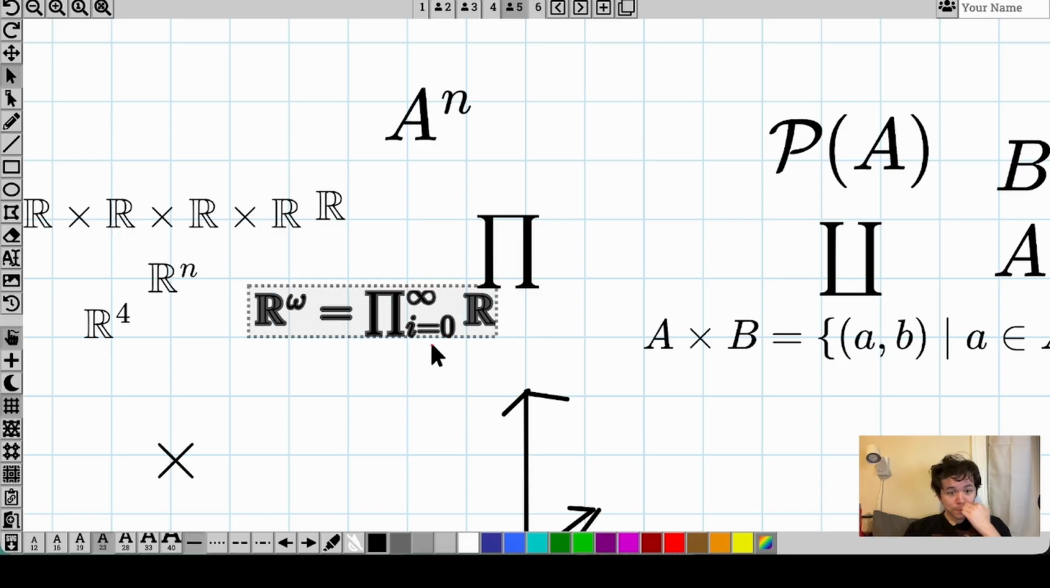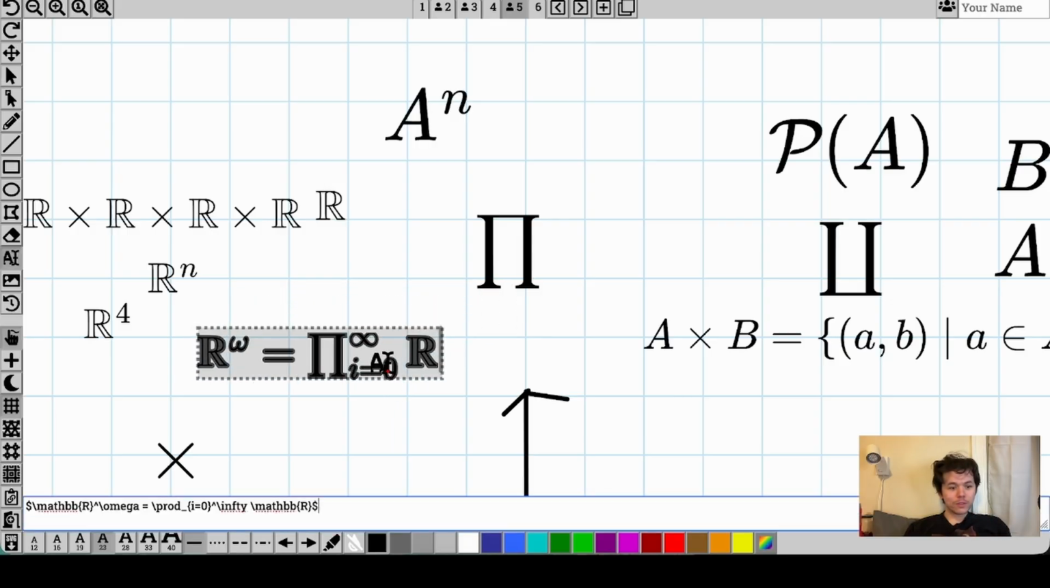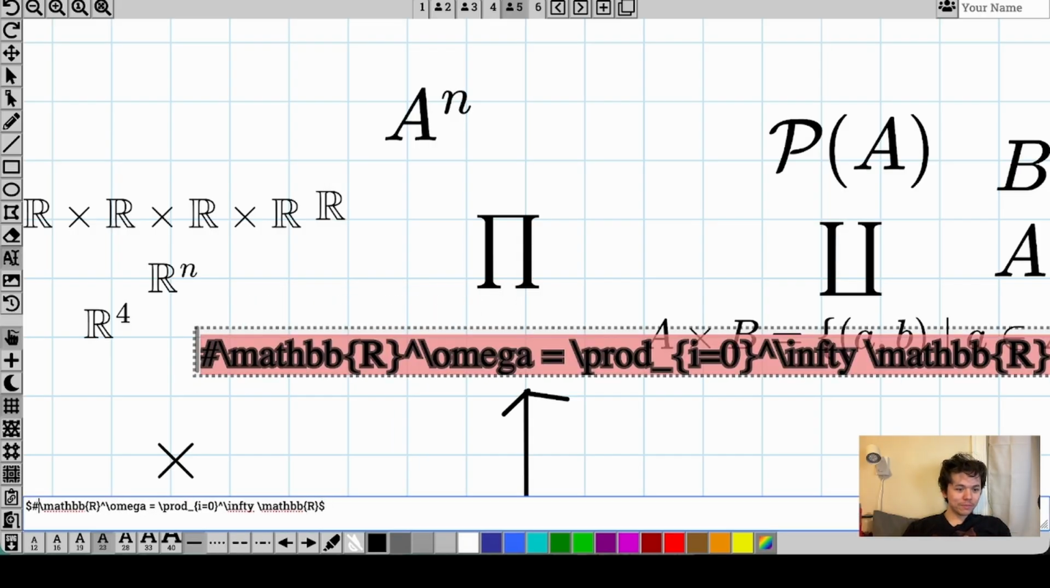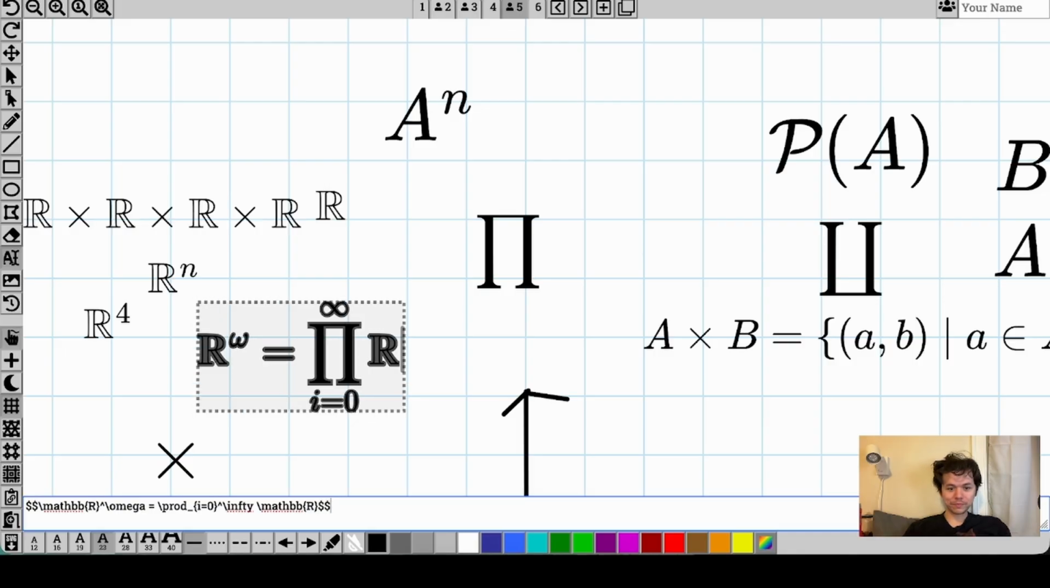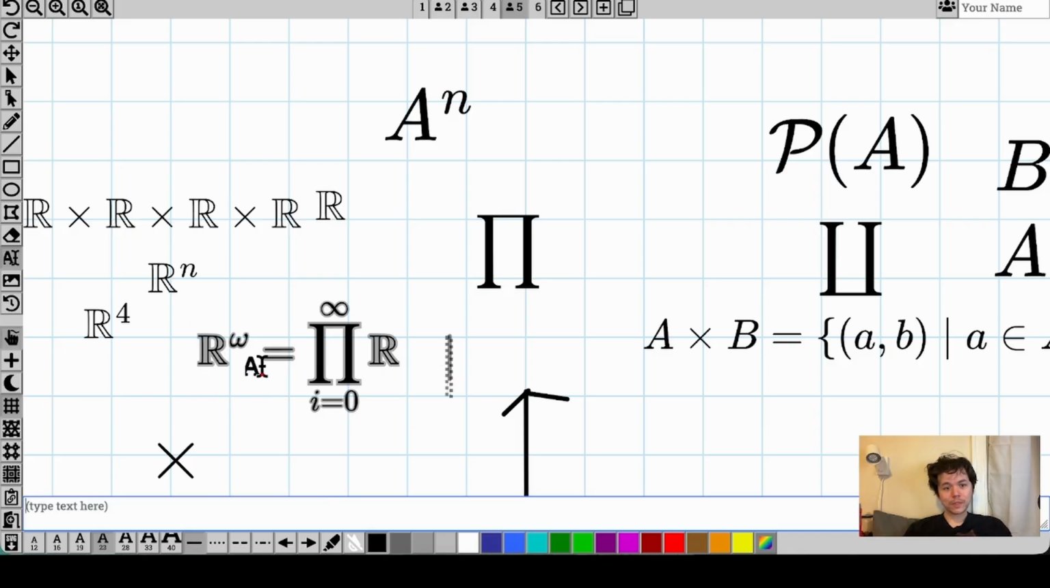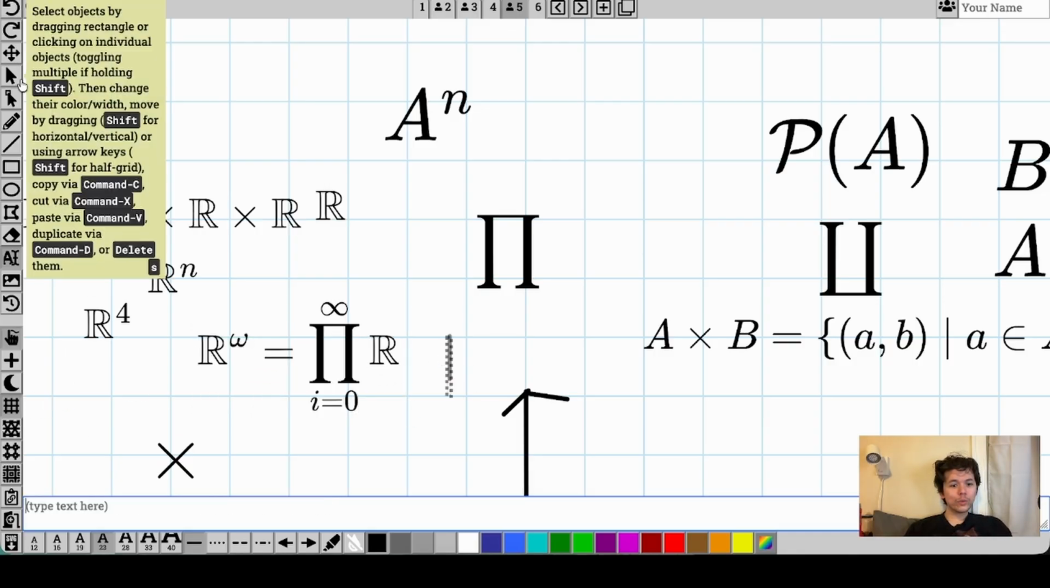So let's do a display mode so it looks better. Sorry, I keep stalling on you guys. All right, that looks better. So what's going on with this?